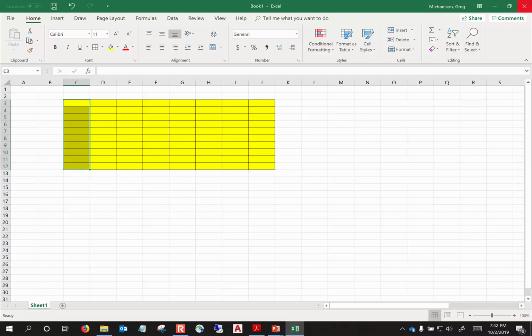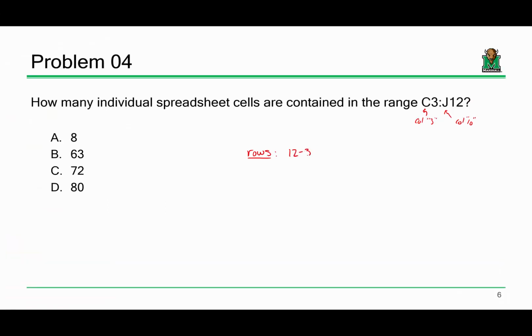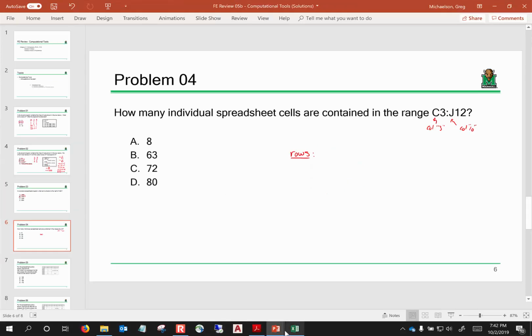So we're ultimately talking about 10 rows, and the way that we get that is we say it's 12 minus 3 plus 1. And so that's 10. And if that's the case, how many columns are there? Well, do the same logic. 10 minus 3, that's 7, plus 1 is 8. And so if you have 10 cells on one end and 8 along another, that's a total of 80. Now, I'll show you a couple tricks to eliminate that.